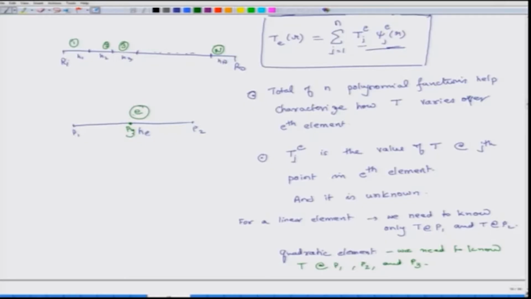Similarly, if it is a cubic element, then we need maybe one more point, P4. So, this j is going from 1 to n, and n indicates the order of the element.